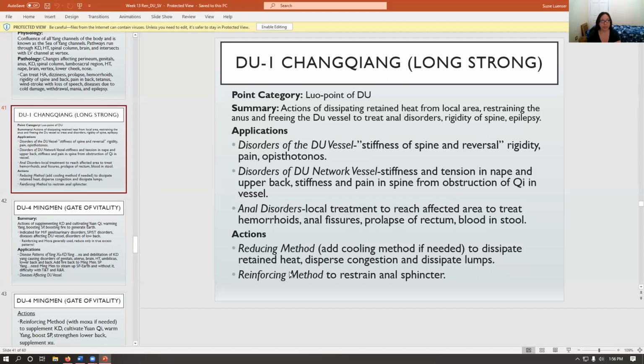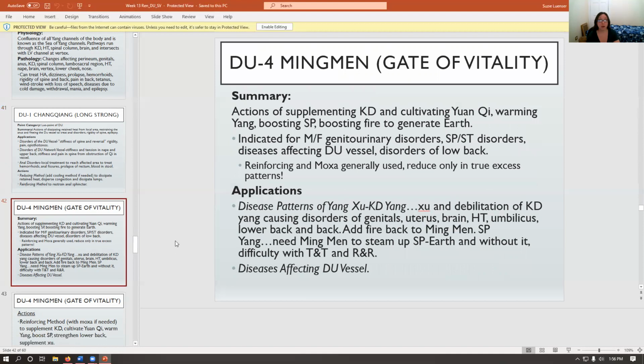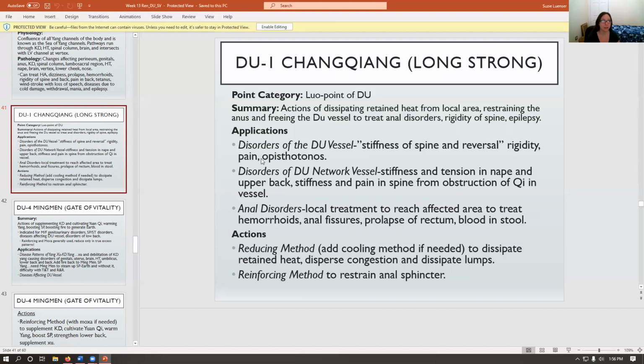So that's what we're looking at here. You may reduce or reinforce with this point, it's just going to depend on what you are trying to do with it, really. But that is what we're going to see here. Issues of the spine and anal issues, those are the two biggest ones. It's a really great point for hemorrhoids and anal fissures and things like that.